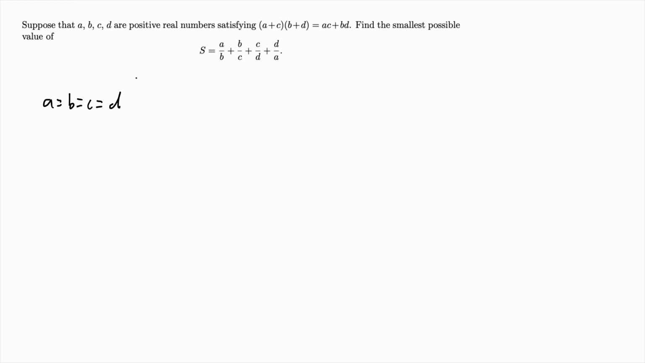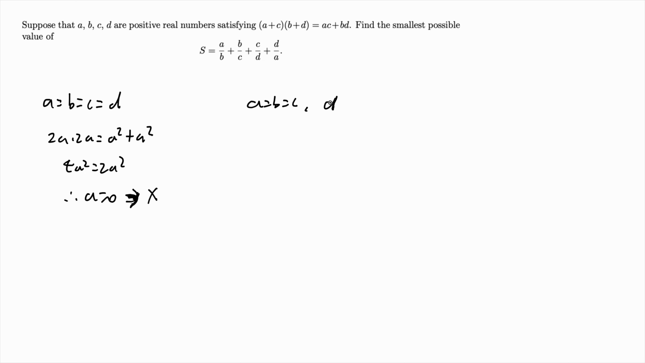And when this is true, let's just assume that they're all equal to A. Then we have 2A times 2A equals (A plus A) squared. So we have 4A squared equals 4A squared... Therefore, A equals 0. However, it doesn't work because we have A in the denominator right here. So it doesn't work.